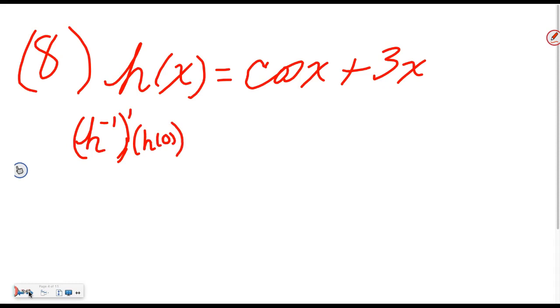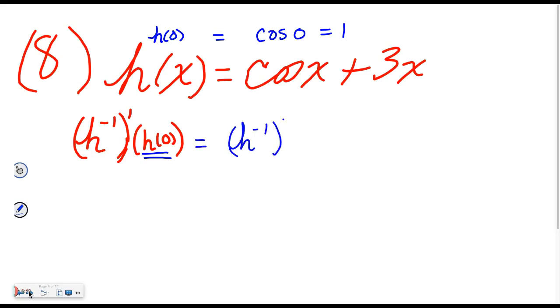So this is a little different, but again, interpreting what they're asking me to find will get me started. I need to know where am I finding the derivative? And it's at h of 0. Well, I can find that. I don't get it off a table. I have to explicitly go put it in here. They didn't hand it to me, but I certainly know what cosine 0 is. It's 1. So really what I'm looking for is the derivative of the inverse function at 1.